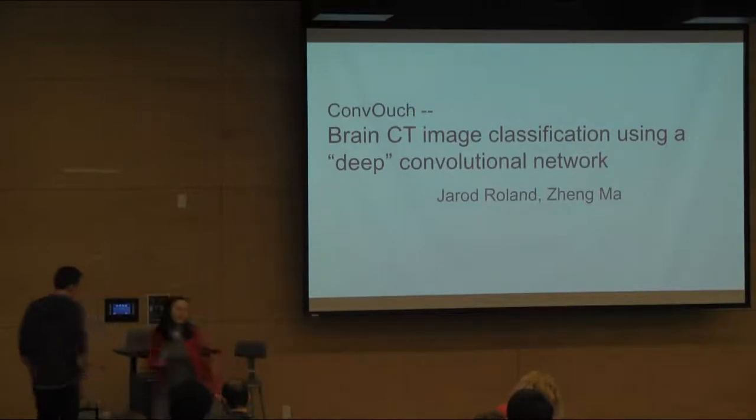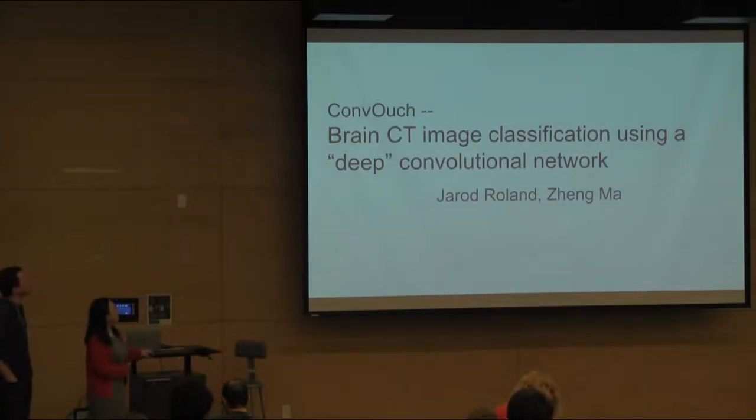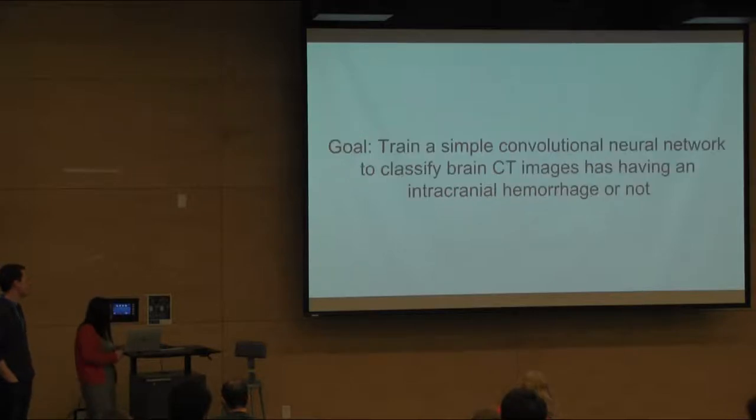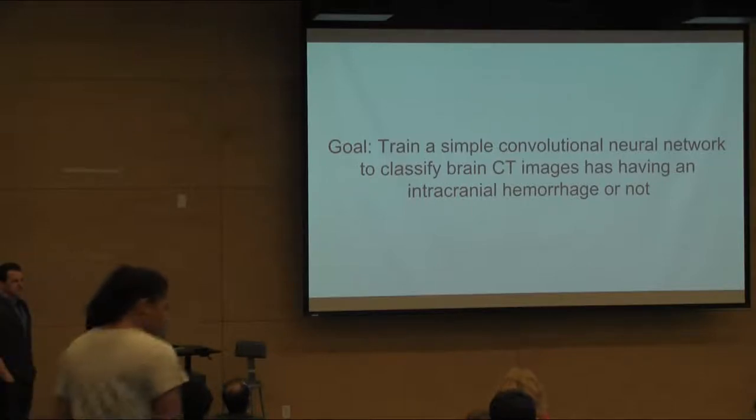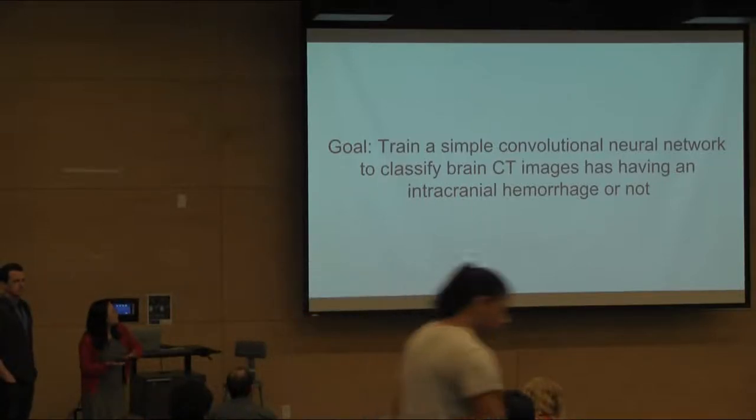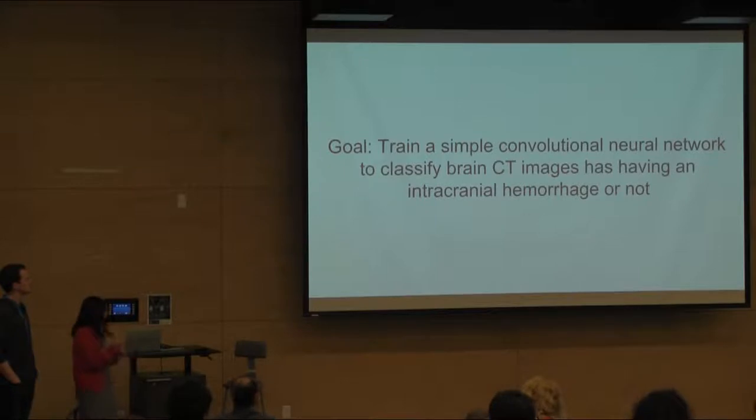So we are giving an update on the ConvOuch project, which we plan to do brain CT image classification using a deep convolutional network. So our goal was just to practice skills to learn how to train a simple convolutional neural network to classify brain CT images as either having an intracranial hemorrhage or not.